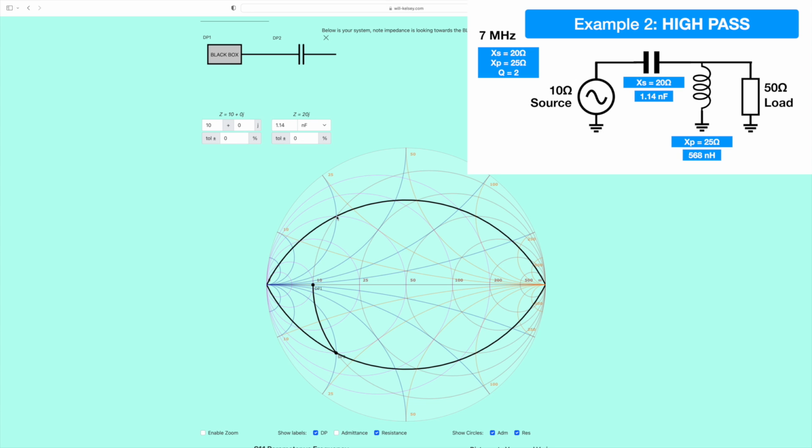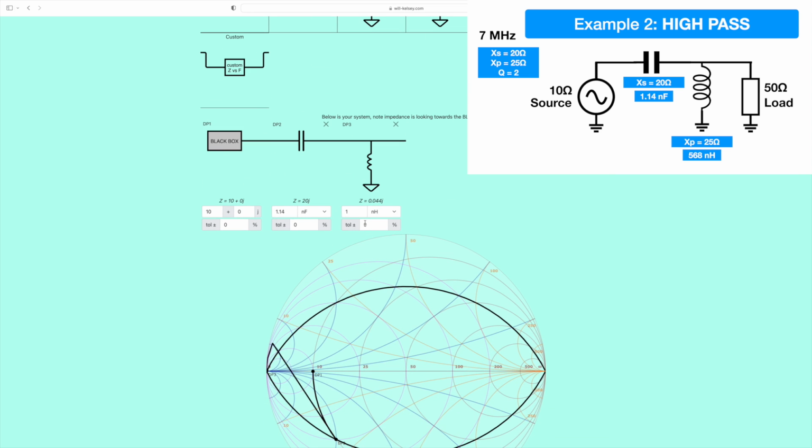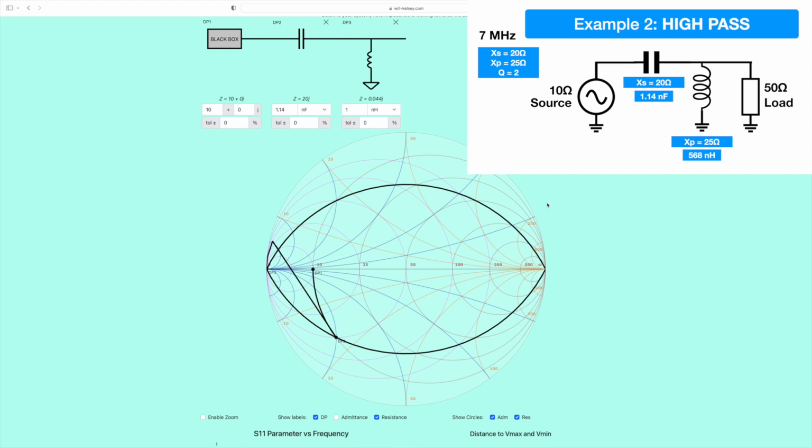So instead of going up here and down to here, we've gone down to here, and it's this same circle of constant conductance that we're going to hitch a ride on, but we're going to go the different way, the opposite way. And then we have a parallel inductor here, and that is 568 nanohenries. So let's move this up so you can see it. 568 nanohenries. Boom! There we are. And so that is the high pass filter.